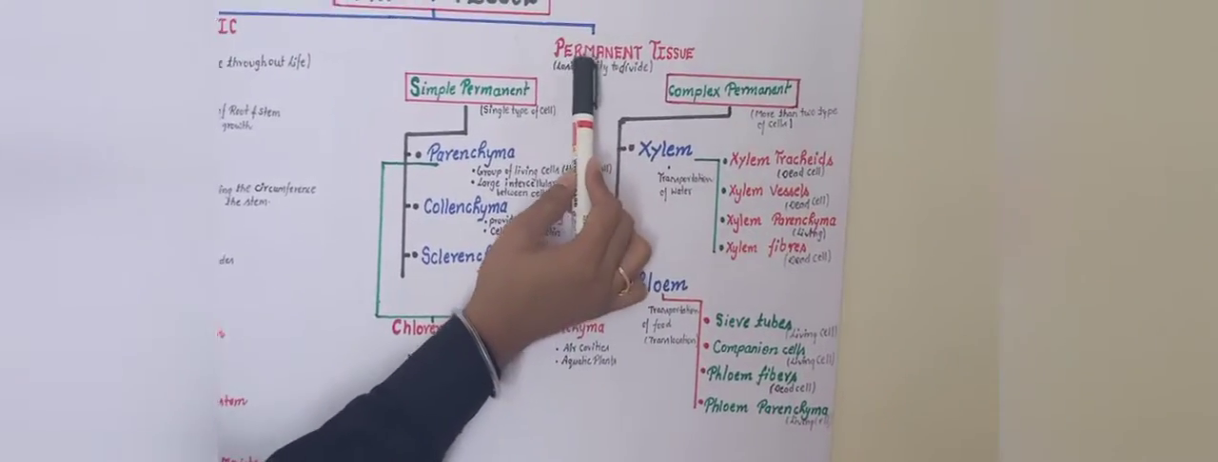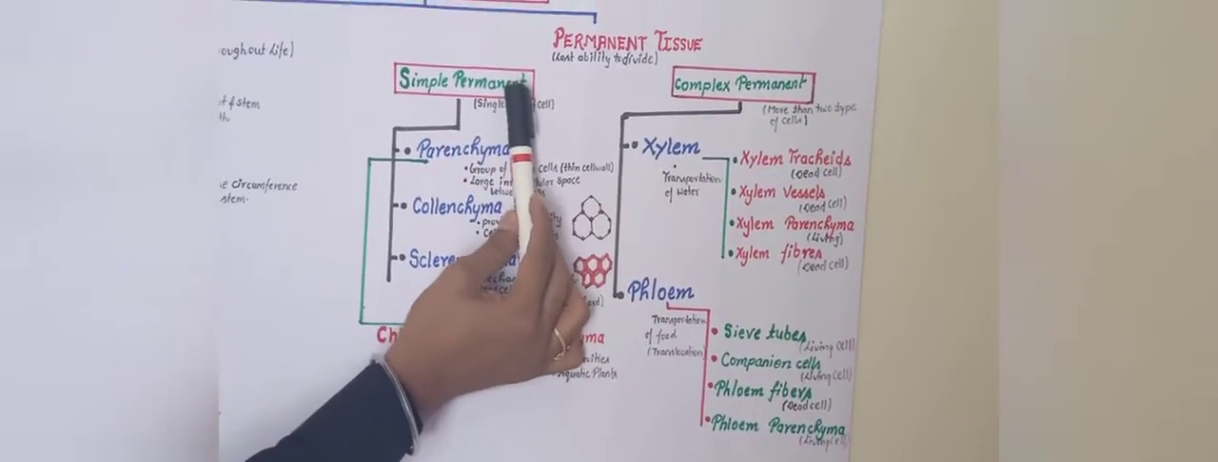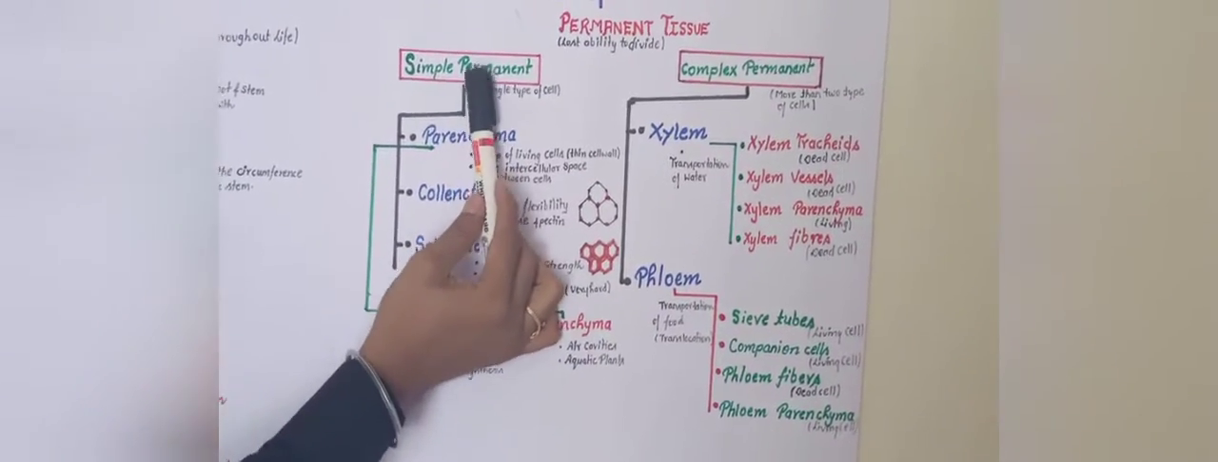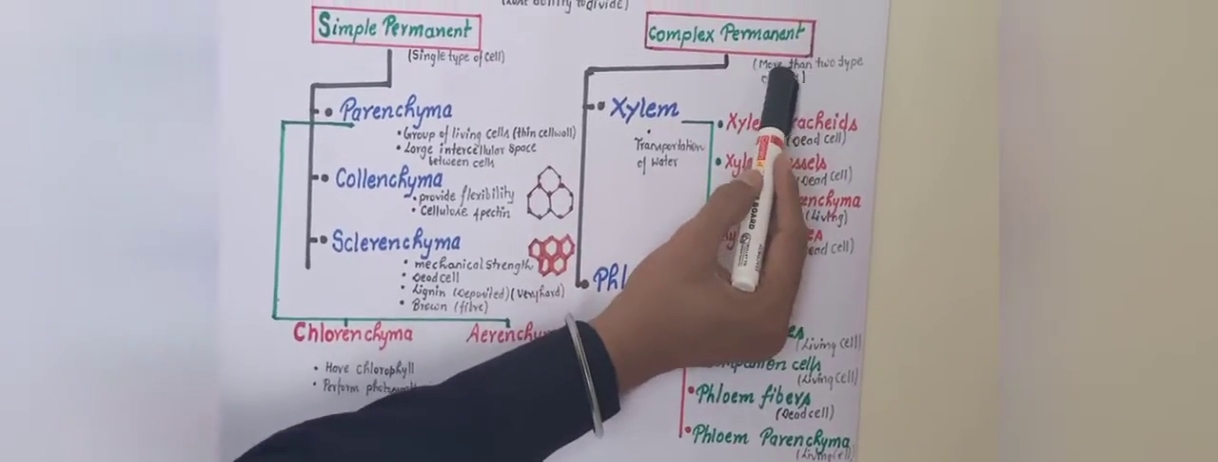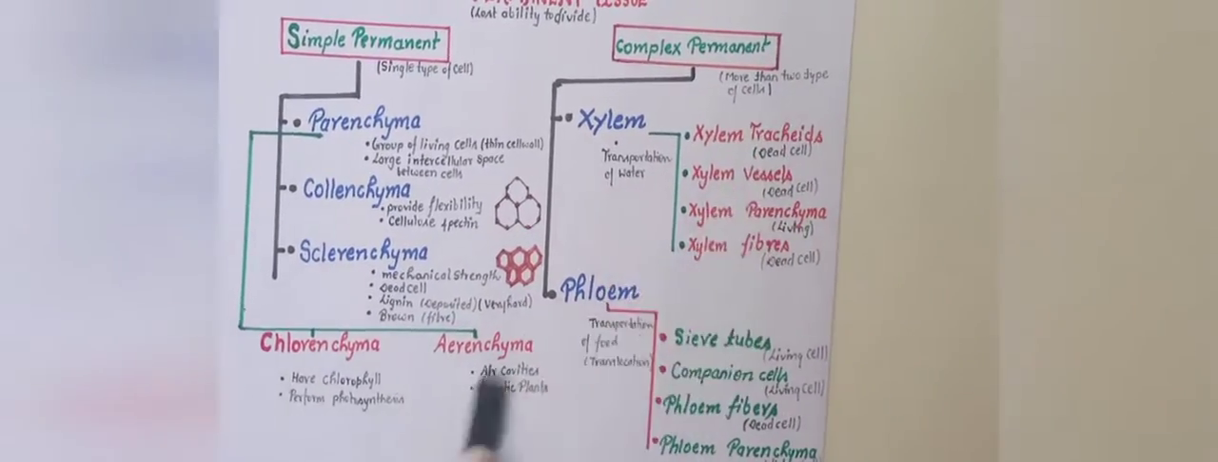Now come to the second part of the plant tissue, that is known as permanent tissue. As the name permanent, it means it is for a long time. It loses the ability to divide. It means it does not show division of the cell. Permanent tissue is of two types, simple permanent and complex permanent. Simple permanent tissue is made up of a single type of cell. And complex permanent has a complex structure. It means it is made up of more than two types of cells. One by one we will go through it and discuss.